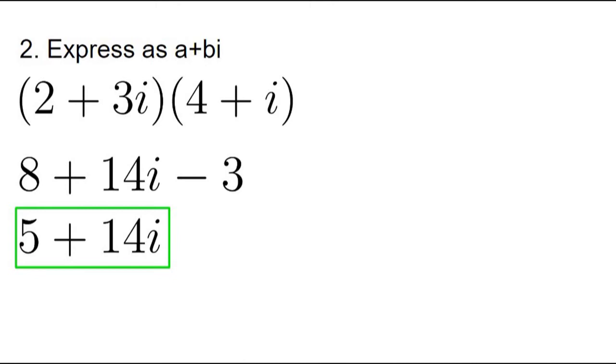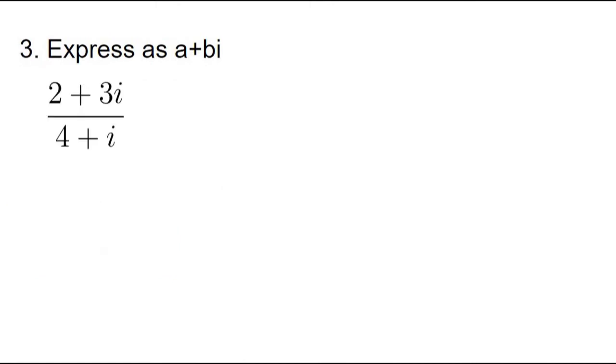The next problem, we're going to try and divide two complex numbers. We have 2 + 3i divided by 4 + i. Here, we want to simplify the denominator, and we're going to use the complex conjugate. The complex conjugate of the denominator is just the same expression, except with a minus sign instead of a plus sign with regards to the imaginary component of the expression. So 4 + i, its complex conjugate should be 4 - i.